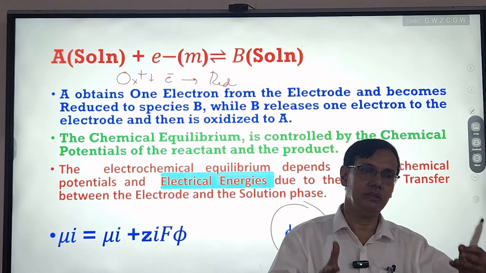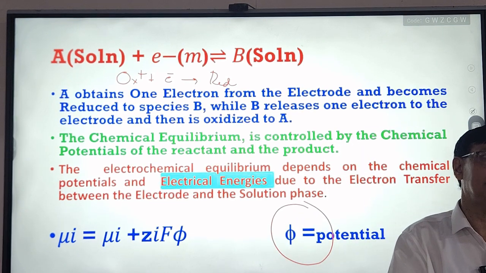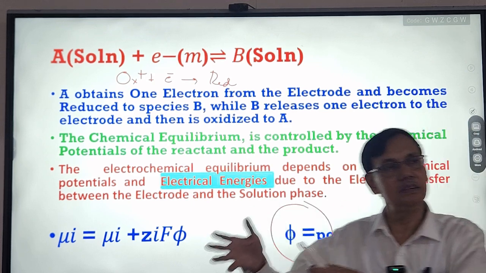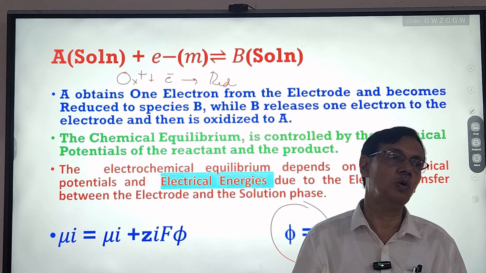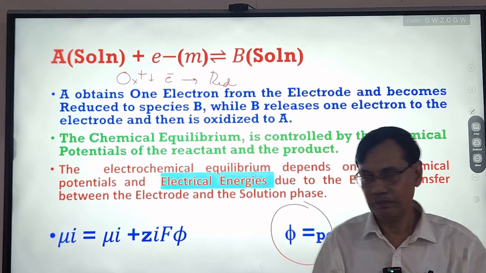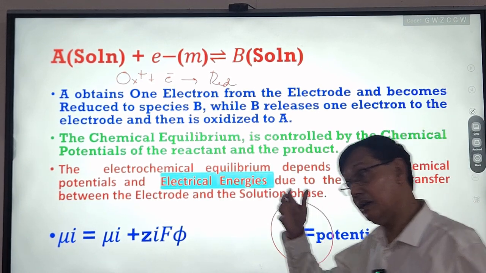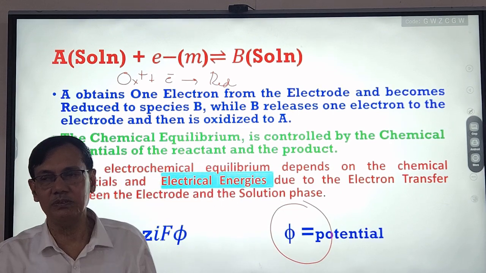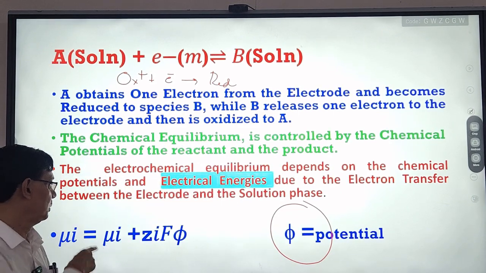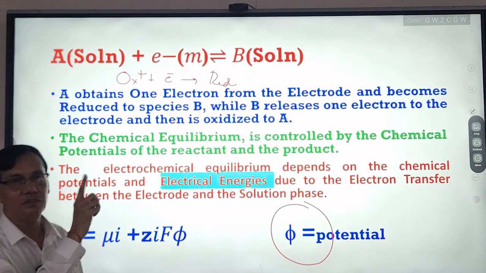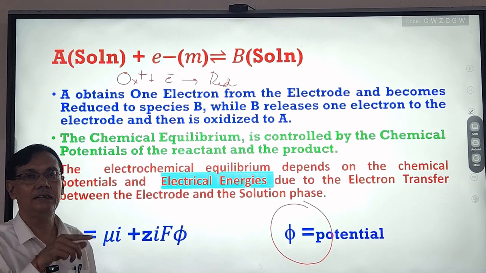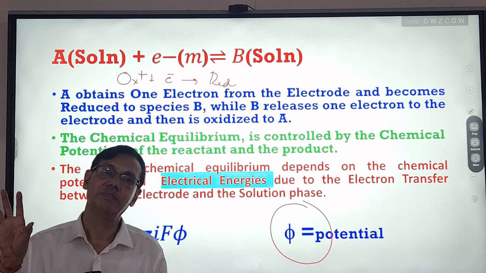So the difference between the thermodynamic potential, the equilibrium potential, and the applied potential, the difference between the two, that is the overpotential. Agreed? I am not going into details of that. Mu 0 is equal to, just think thermodynamics, mu is equal to mu 0 plus RT natural log of activities.